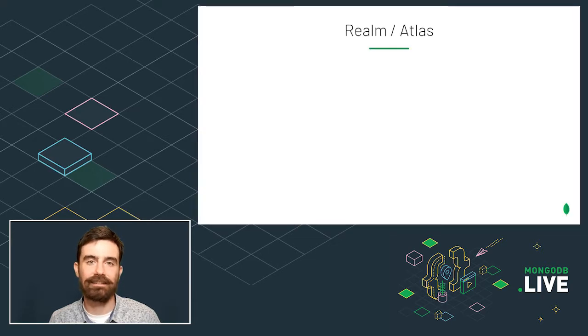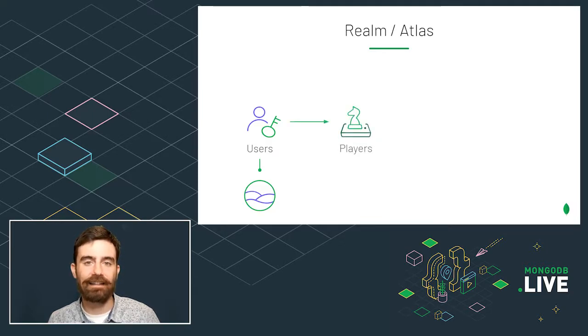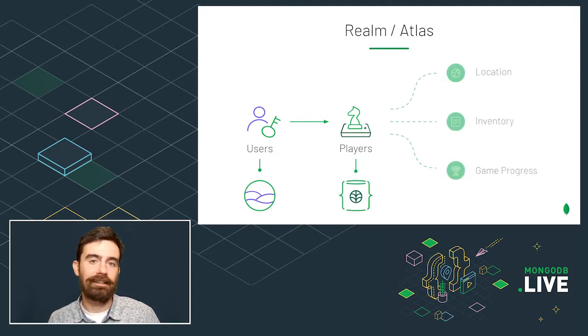So how I built it. Let's first start with our backend, Realm and Atlas. When a user is created, Realm handles that and creates and authenticates that user. At the same time, it creates an associated player doc in our players collection, which is stored in MongoDB Atlas. Each player document contains the location, inventory, and game progress, or what I'm going to call game state. It's a save of our user's data.